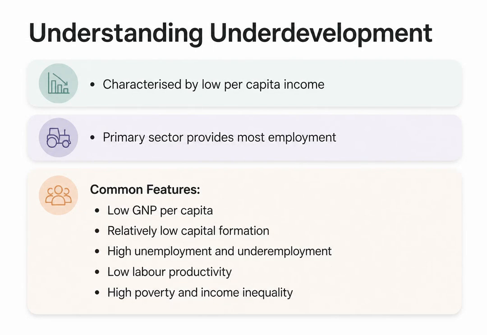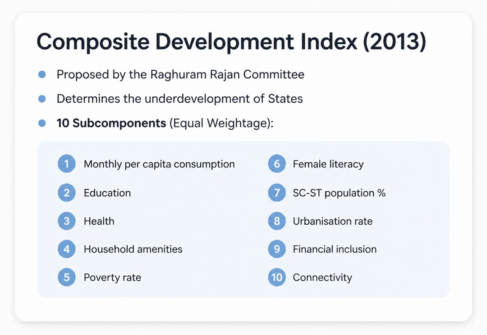Conversely, underdevelopment is characterized by a low level of per capita income and a heavy reliance on the primary sector for employment. Common features include low capital formation, high levels of unemployment and underemployment, poor labor productivity, and stark income inequality. To better measure this, the Raghuram Rajan Committee proposed the Composite Development Index in 2013 to determine the development status of Indian states. It uses 10 equally weighted subcomponents, ranging from monthly per capita consumption and education to financial inclusion and connectivity, providing a holistic view of a region's needs.